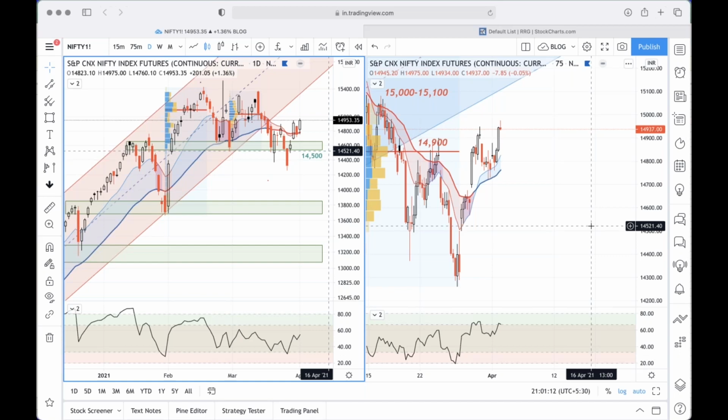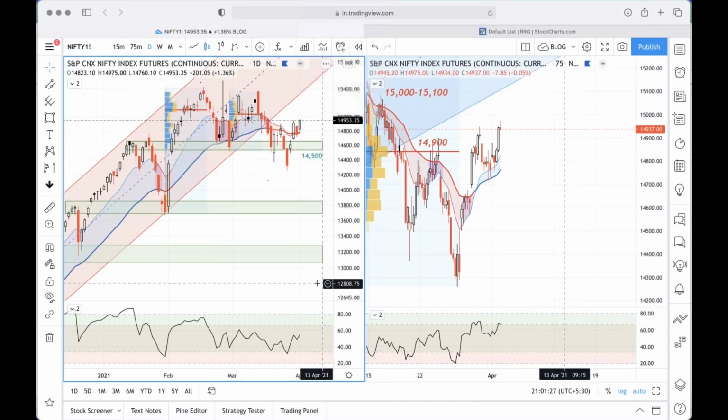It was a truncated week with 2 days markets being closed on Monday and Friday, but it was quite an eventful week with just 3 days of trade. So let's talk about the index first. I have the Nifty daily chart over here.